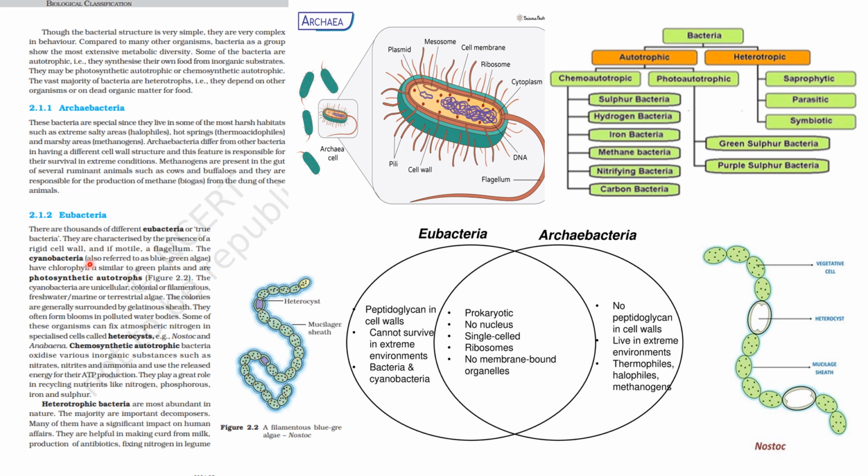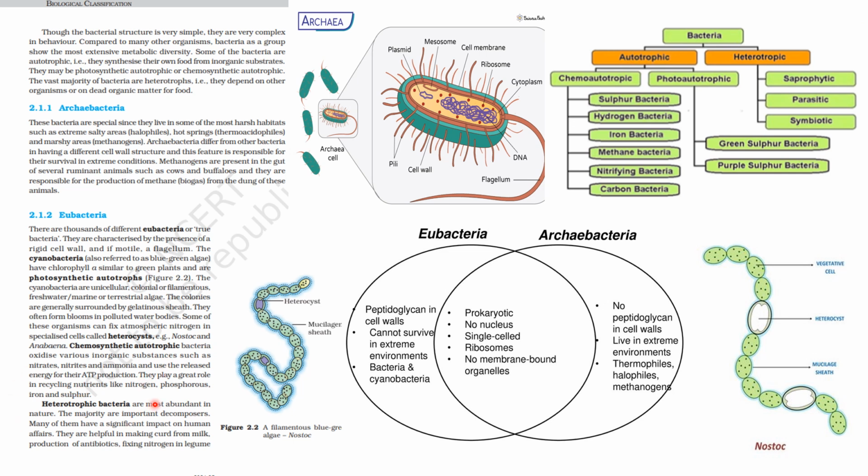One example is cyanobacteria, which are photosynthetic autotrophs. They can synthesize their own food. Examples are Nostoc and Anabaena. Nostoc and Anabaena have a structure called the heterocyst, which helps in the fixation of nitrogen. Now, there are chemosynthetic autotrophs in the Eubacteria. They oxidize inorganic substances and produce ATP.